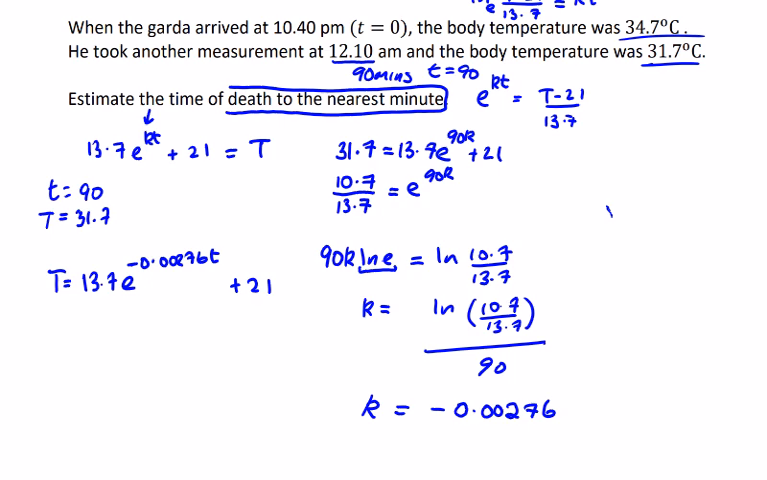And we're told that the temperature is 37 when the body dies. So 37 will be equal to 13.7 e to the power of minus 0.00276 t plus 21. So it's just solving for t. The time is exactly the same math as here. So take away the 21 to get 16. Divide by 13.7. And that will be equal to e to the power of all of that.